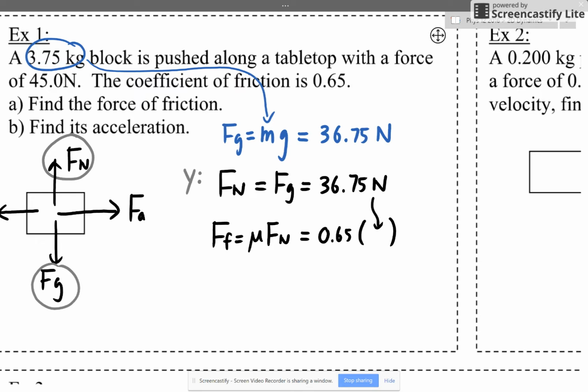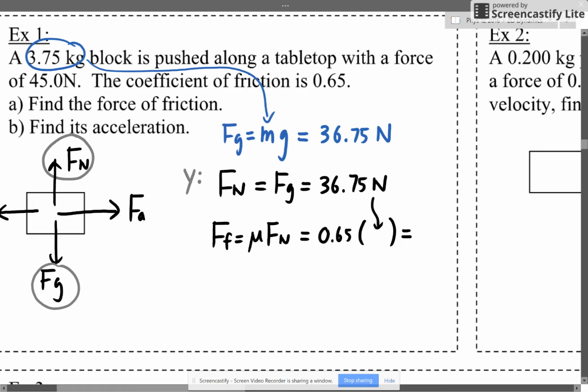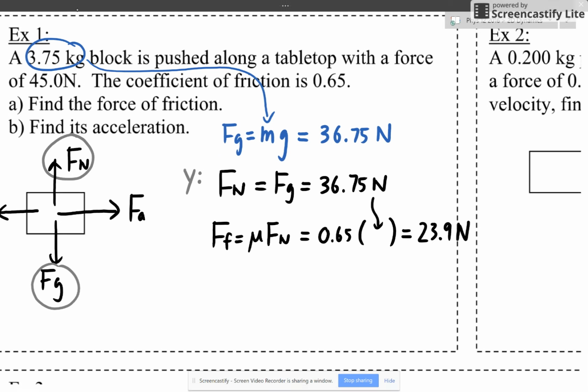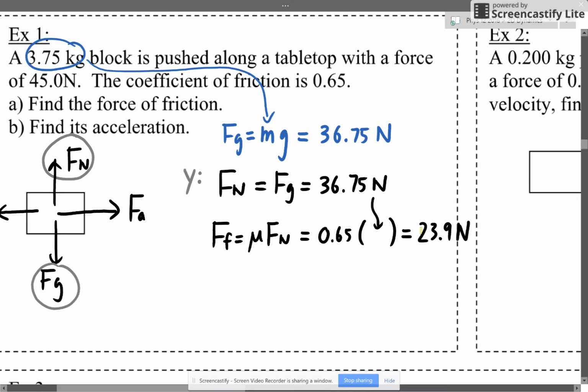So if you calculate your friction, it should be about 23.9 Newton. Okay, so you can double check those calculations later on. So basically, that answers part A, which is what is your friction? There we go, 23.9.